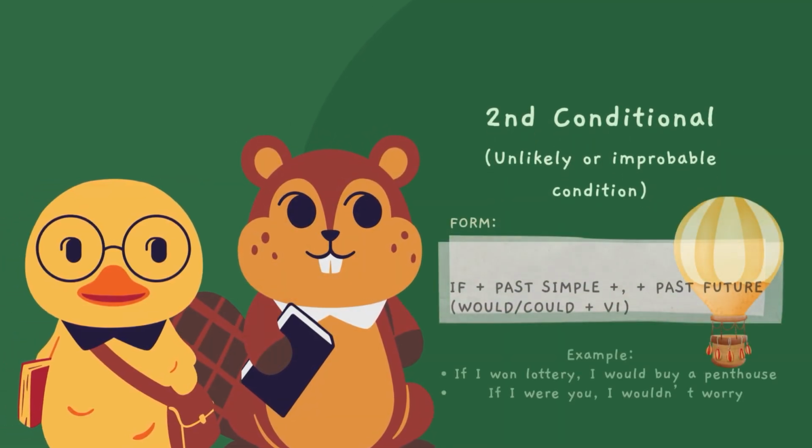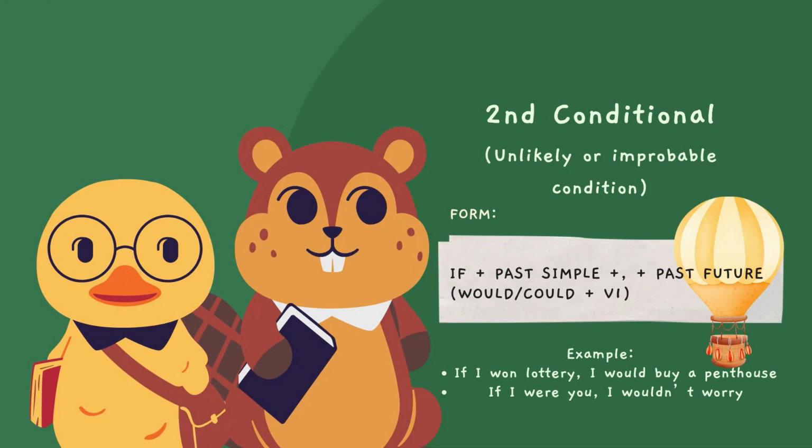The next one is second conditional, which expresses an unlikely or improbable condition. The formula is if plus past simple plus past future. The example like if I won the lottery, I would buy a penthouse. And the next example is if I were you, I wouldn't worry.